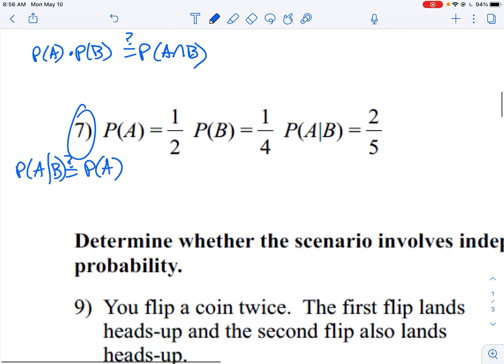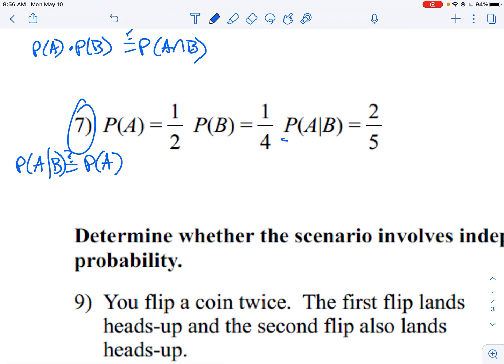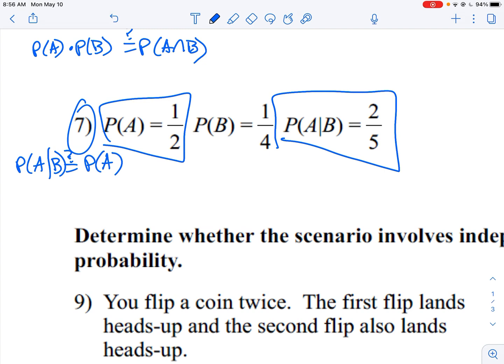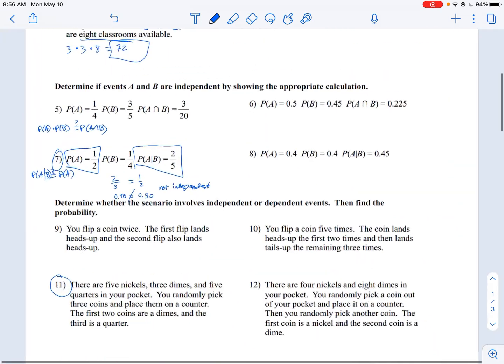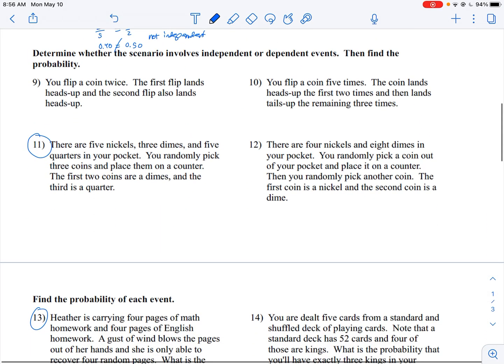So let's test out number 7 here. We've got probability of A given B. Is that the same as probability of A? And this is pretty easy to see that it's not. You've got 2/5 compared to 1/2, which is not the same. That's 0.4 versus 0.5, which is a 10 percentage point difference. So not the same. So these are not independent. What are you going to say? They are dependent. Let's jump to another one.